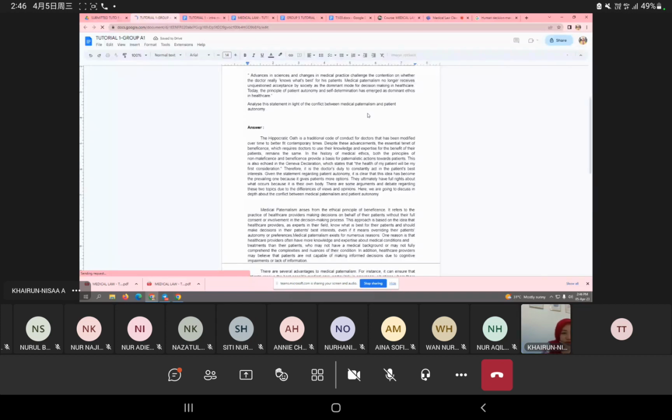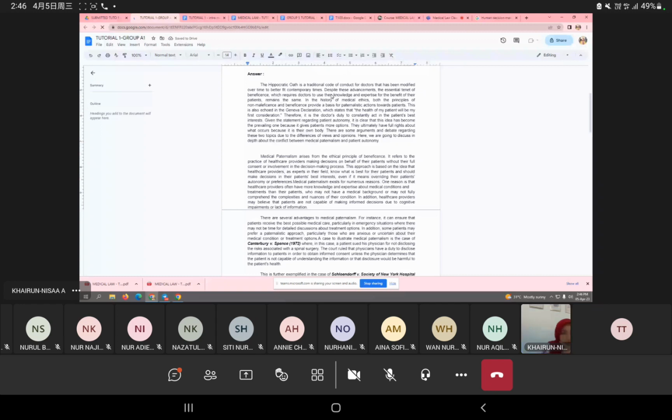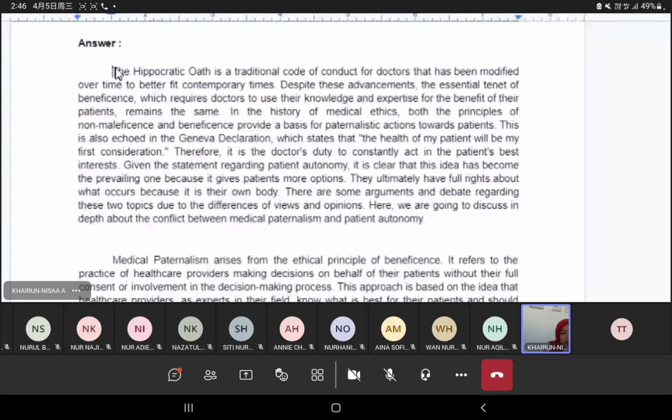Suddenly the Hippocratic Oath comes in. Why? Remember, the introduction is supposed to be simple. The maximum you get is around 4. Same like the conclusion, around 4 to 5 only. The rest is your contents.